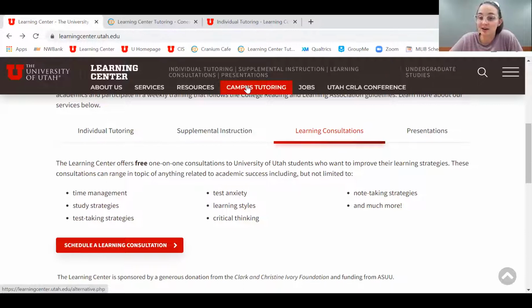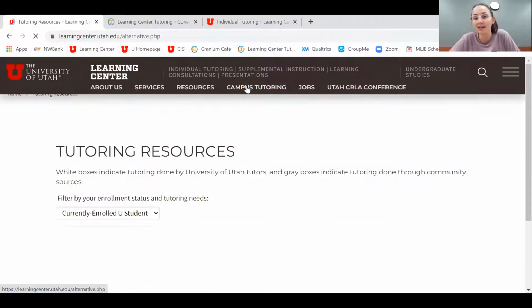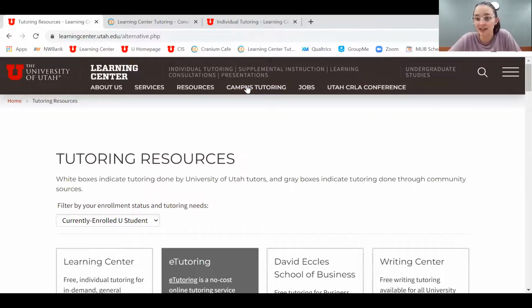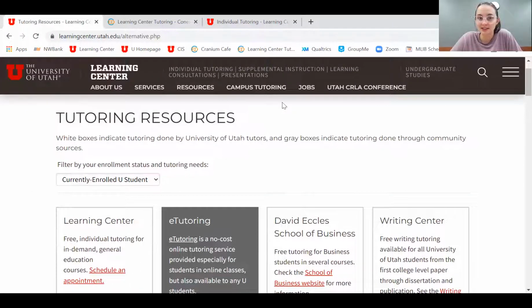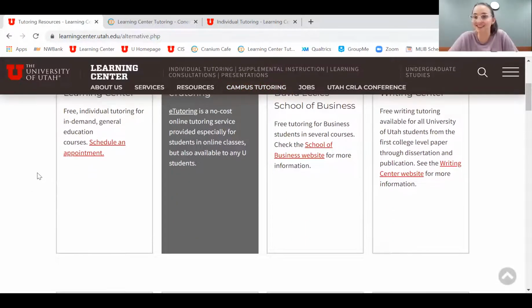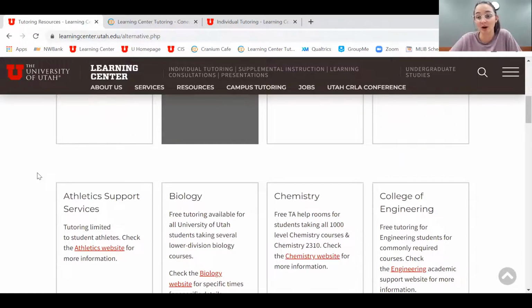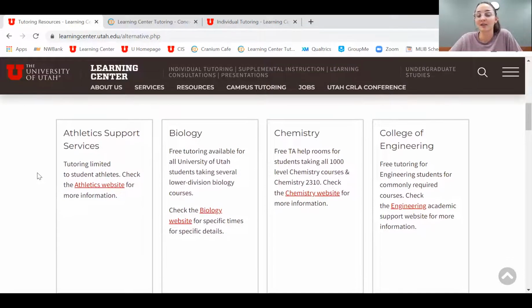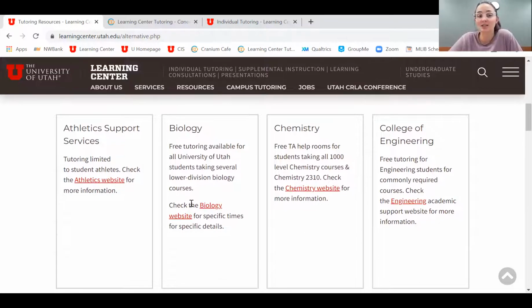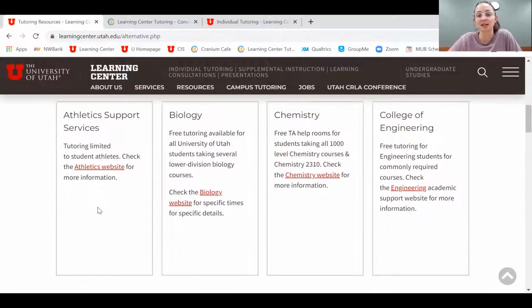The next thing that I want to point out on our website is that we recognize we're not the only tutoring service on campus, and we may not be the best option for whatever needs that you might have. So we do have this, it's called Campus Tutoring. It's as many resources on campus as we could find, and also some off campus. So let's say you're in a biology class and you want a biology specific tutor. You can come on here and it'll bring you to the biology tutoring website. You're an athlete at the U, you can visit this one here.